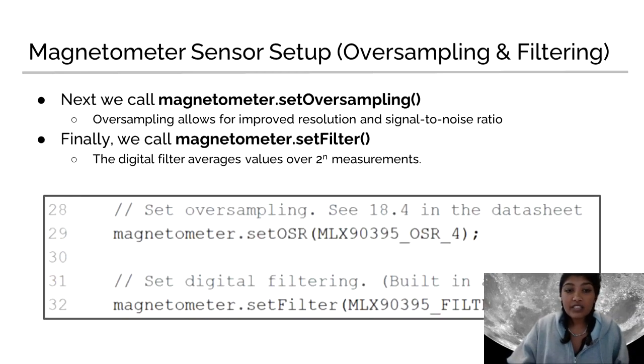The magnetometer sensor setup, oversampling, and filtering. Next, we call magnetometer.setOversampling. Oversampling allows for improved resolution and signal-to-noise ratio. Finally, we call magnetometer.setFilter. The digital filter averages values over 2 to the nth measurements.